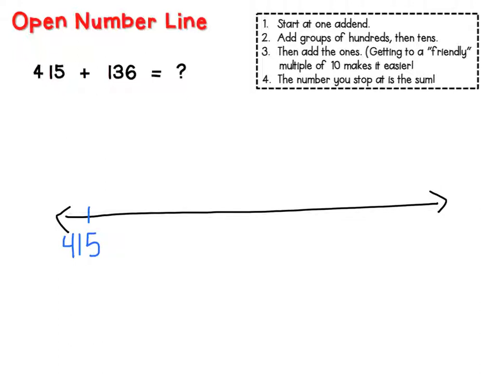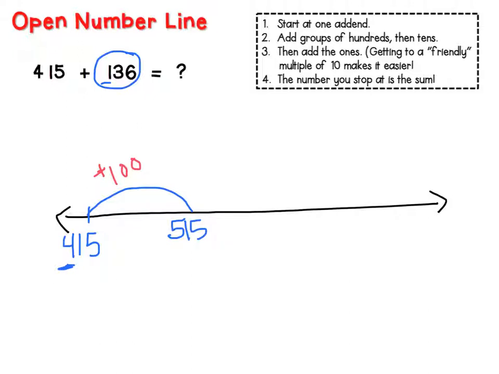Okay, next I'm going to add my groups of hundreds and then tens, and finally I'll add the ones later. So in this addend here, I'm only supposed to add 100. So I'm going to skip on my number line and I'm going to actually add 100 at a time. So in my brain I know I just added 100. If I add 100, that will take me to 515 because I just added 100 in the hundreds place.